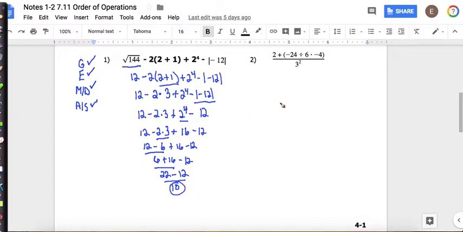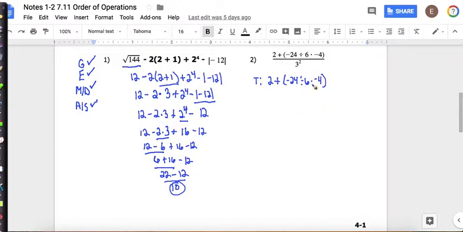Okay, now, number 2, I notice a fraction bar. When I see a fraction bar, I have to follow order of operations on the top and then order of operations on the bottom. So it's like 2 separate problems. And once I figure out the top, I'm going to divide it by the bottom. So I'm going to write down top, and I'm going to copy this down: 2 plus square root of negative 24 divided by 6 times negative 4.